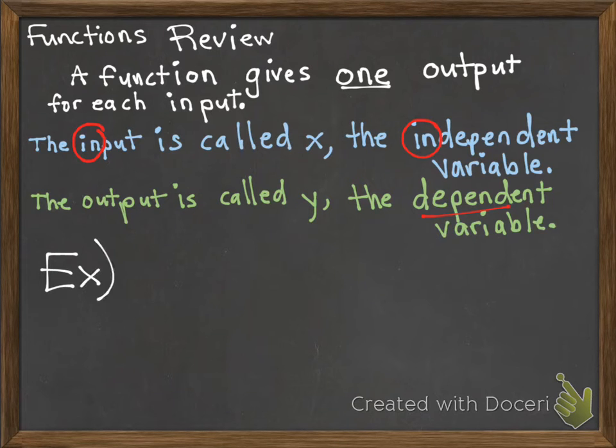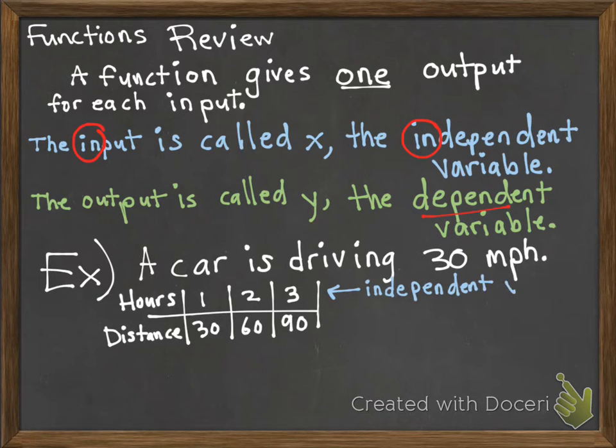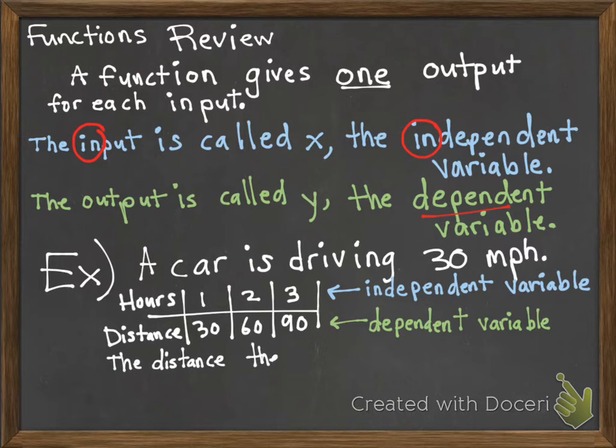Here's an example. If we have a car that's driving 30 miles per hour, that is a function where we can see how far we've driven based on the hours that we spend driving. So the hours would be the independent variable. We would plug in how many hours we drive, and then the distance would be the dependent variable because how far we go depends on how long we've been driving.